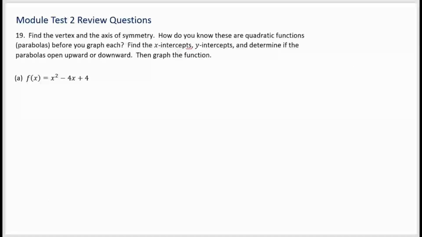We're going to get started on the problems in 19. I'll probably have to move over to another video to finish the problems in 19. Or maybe not. Let's see. So we're supposed to find the vertex, axis of symmetry, how do you know these are quadratic functions, find the x-intercepts, the y-intercepts, open upward or downward, and then finally graph. That's a lot, right? Okay.